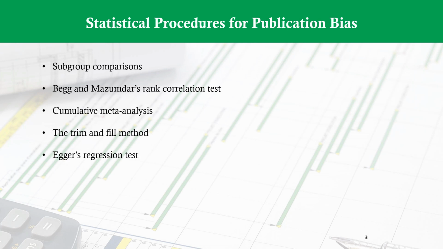Egger's regression test. This examines the association between effect size and standard error. If there is a significant association, this may indicate publication bias.